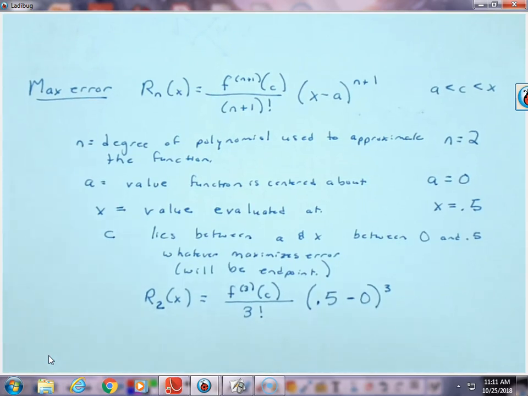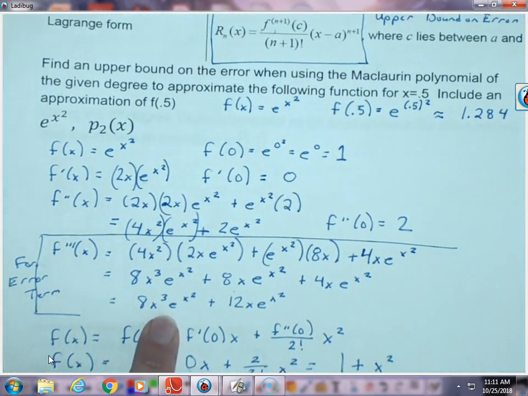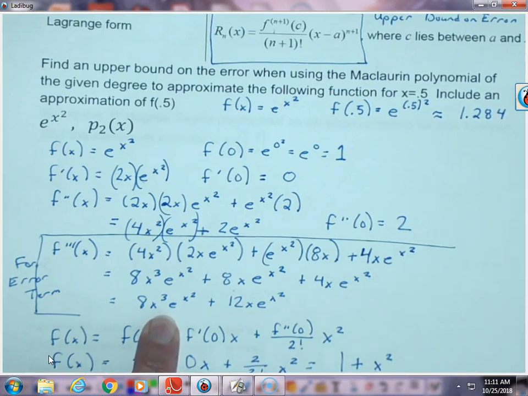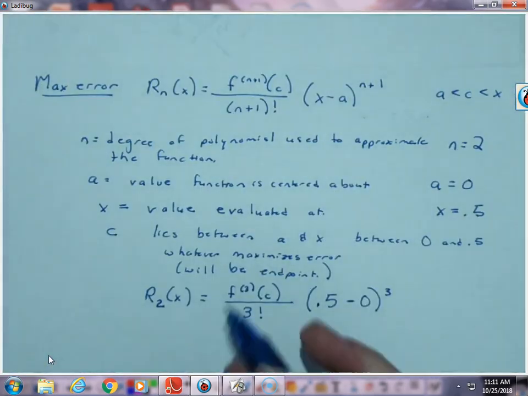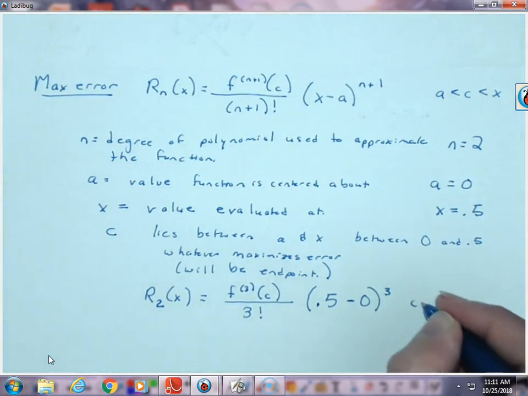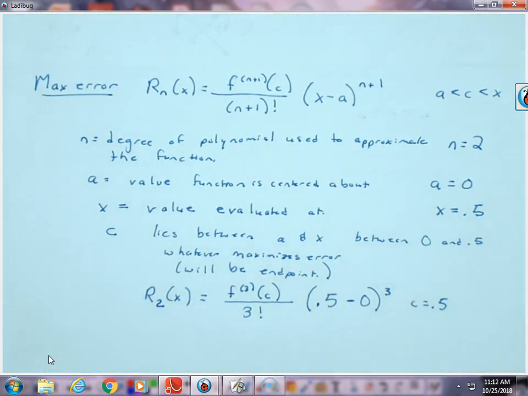So if I look at my third derivative, was this guy. So you have to decide, would your third derivative be larger at 0 or at 0.5? Yep, because what's it going to be at 0? 0. Okay, so this is going to be the triple prime at 0.5. So we'll just say C is 0.5.